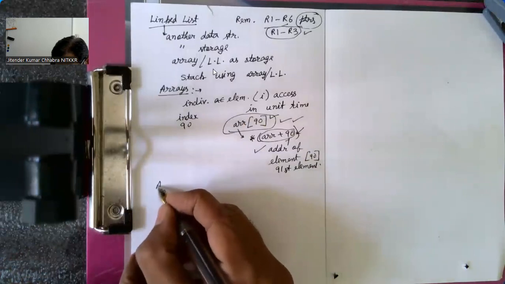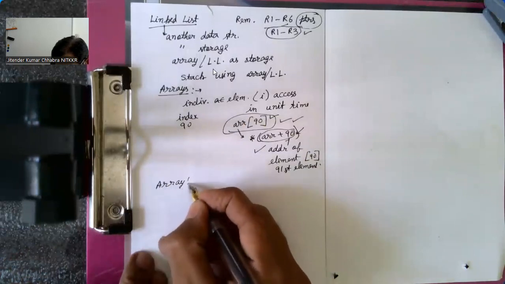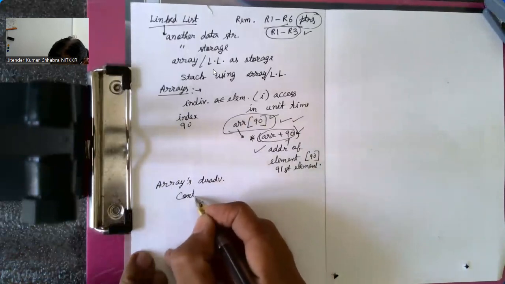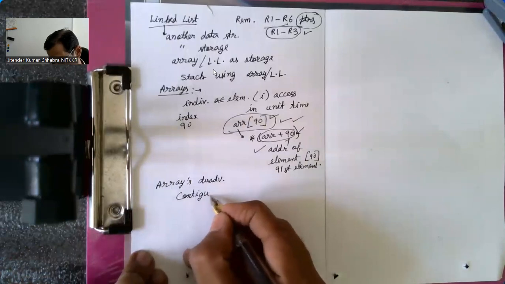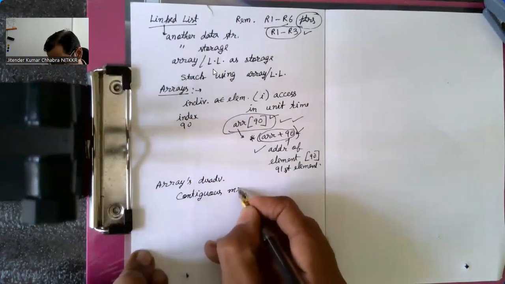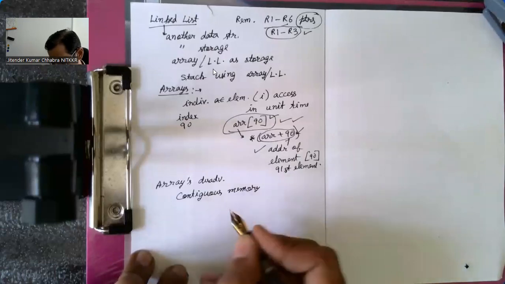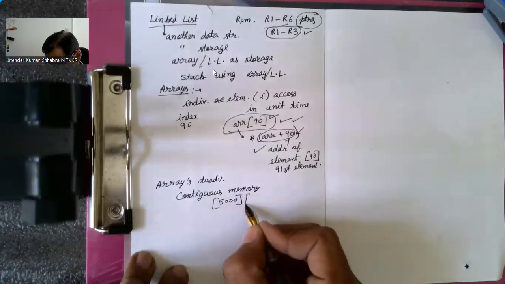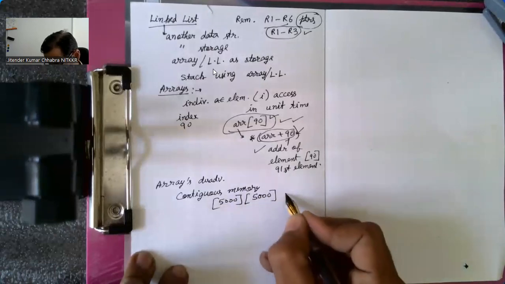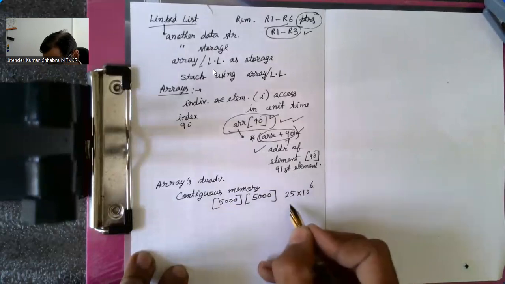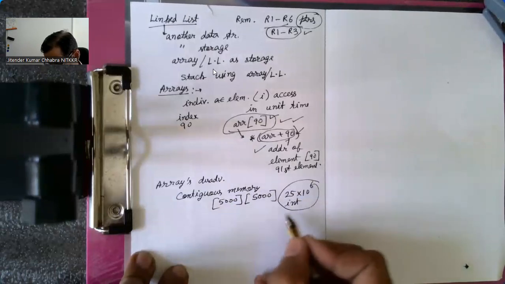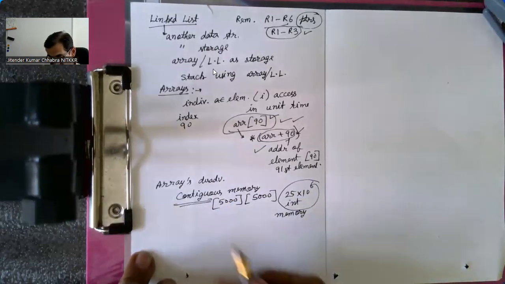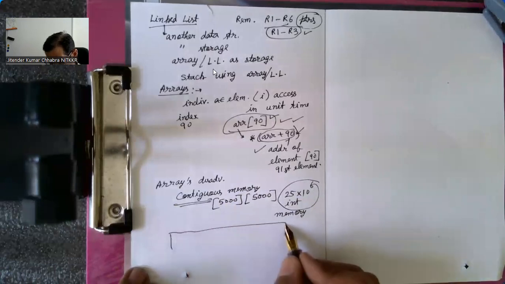But arrays have some disadvantages also. First disadvantage: an array always requires contiguous memory. If you have an array of a very big size, you require a big memory. For example, if I wanted an array of 5000 into 5000, a 2D matrix, that effectively means I need 25 into 10 raised to 6 integers of contiguous memory. Contiguous memory might not be available in the RAM or in my computer internally.